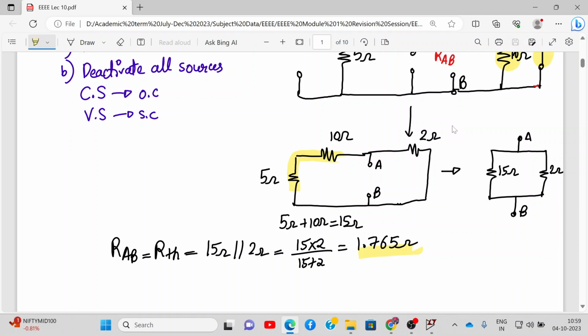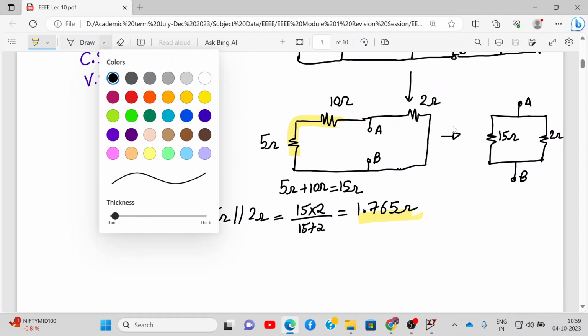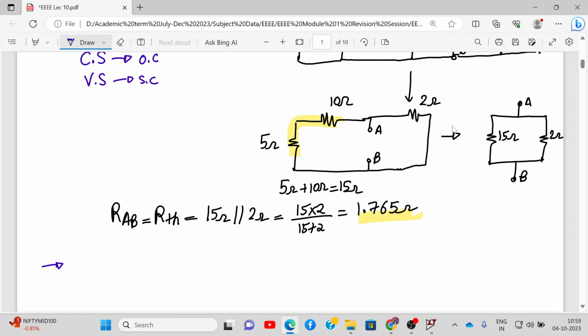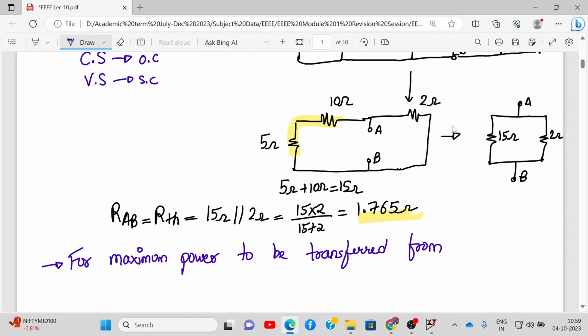Now we can write a statement that for maximum power to be transferred from source to the load.